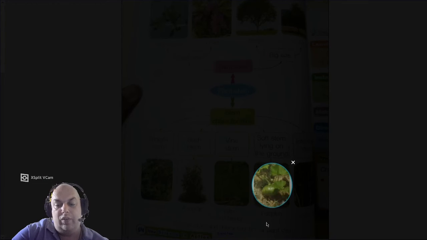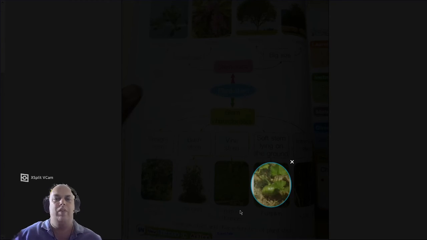Then we have soft stems lying on the ground. For example, like the pumpkin you can see here in the picture. The pumpkin is very big and heavy, so the plant cannot hold the pumpkin up. So they just have very soft stems that grow along the ground.